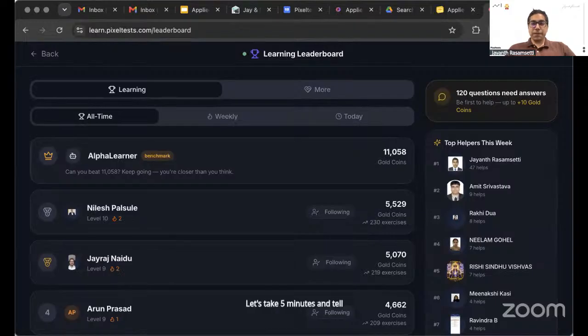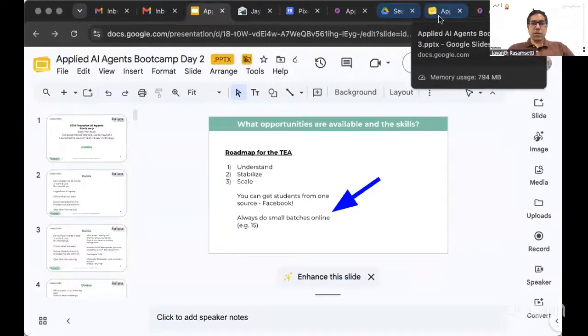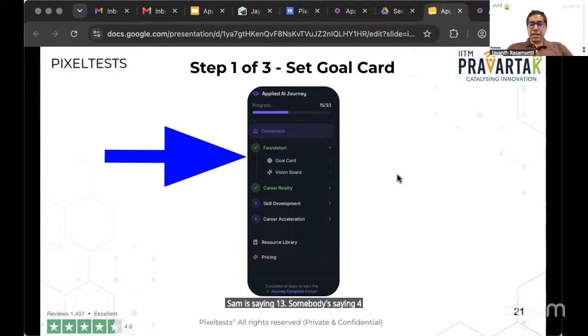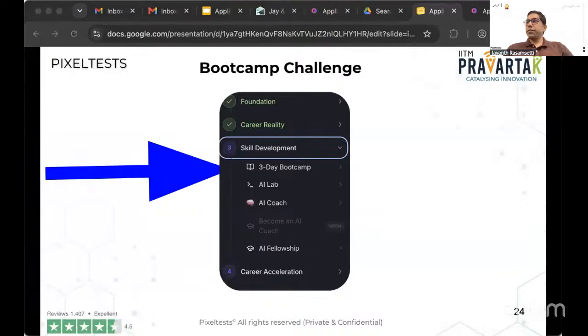Let's take 5 minutes and tell me the rank improvement. Good. Somebody saying 127. Somebody saying 13. Somebody saying 4. Somebody saying 10. Somebody saying 11. Go to the app and tell me your rank right now. Ananta, Ram Praveen, Abhilash, Balaji Rangan, Ganesh, Mohammed, Nagaraju, Yagesh.